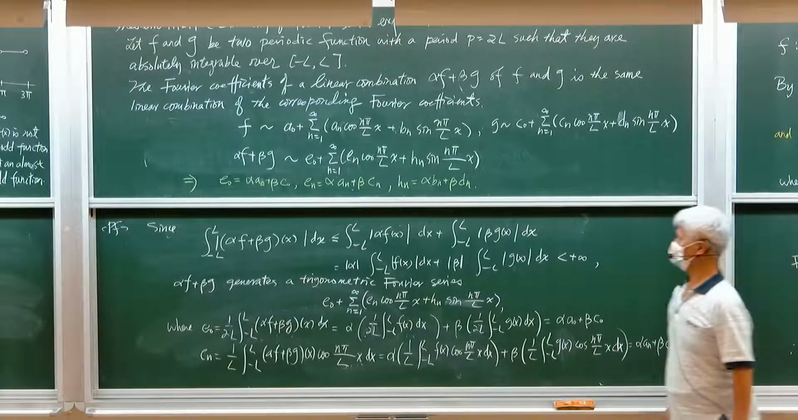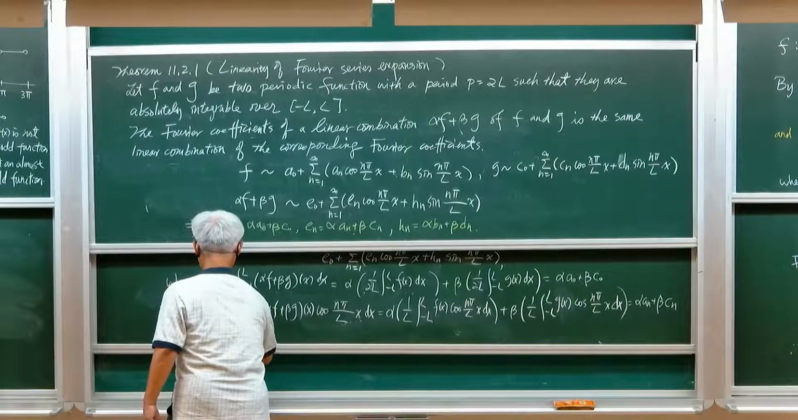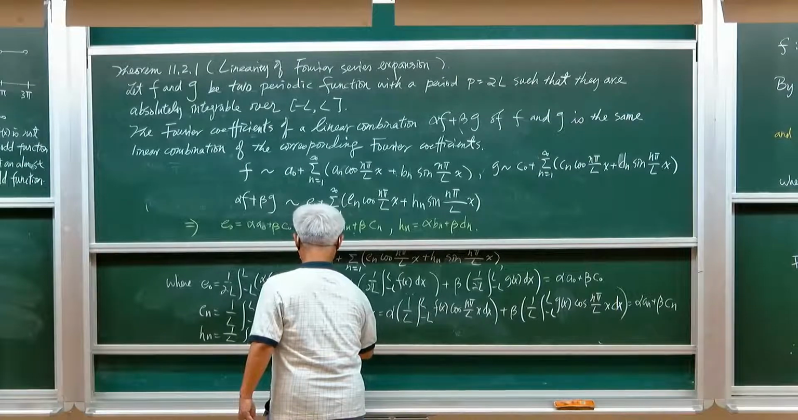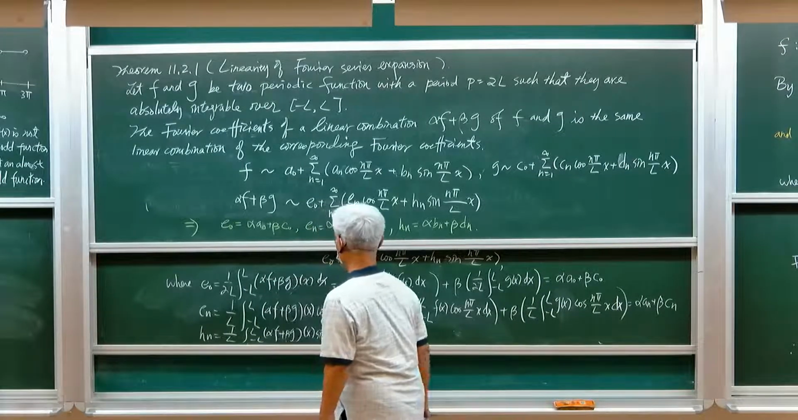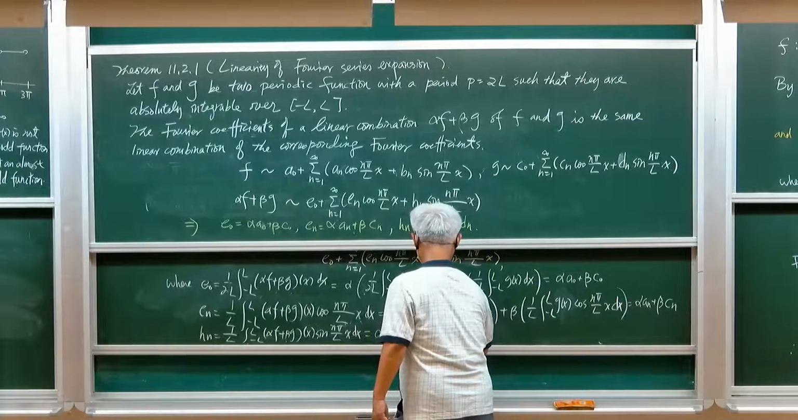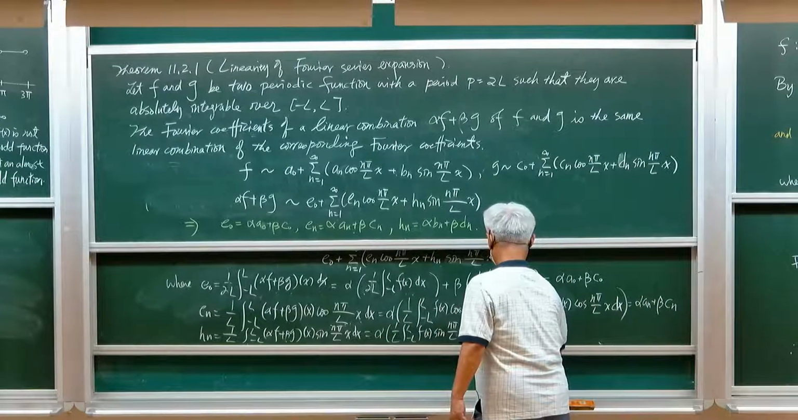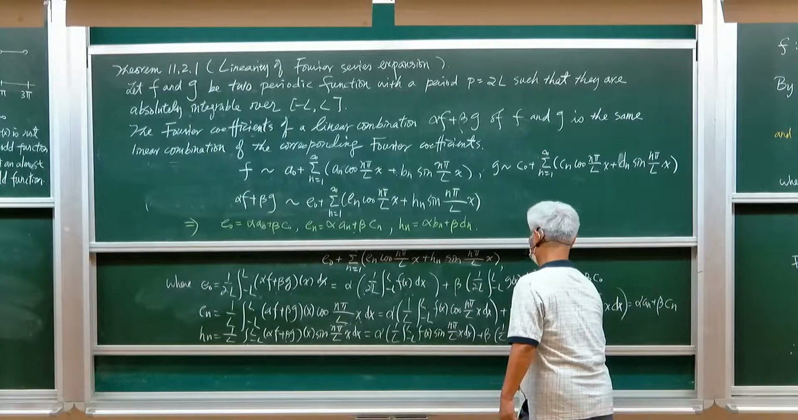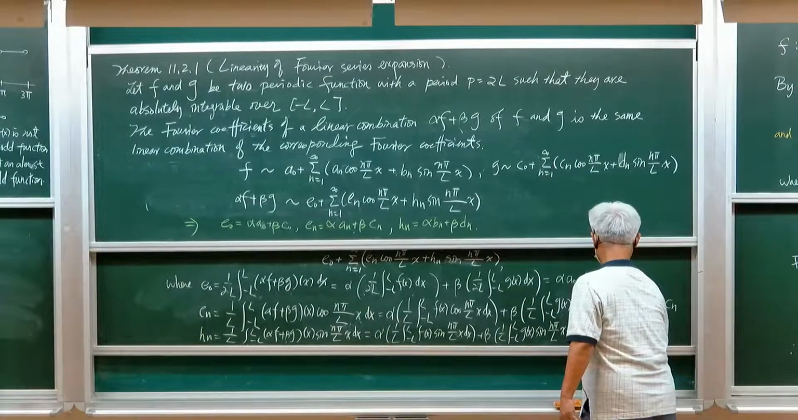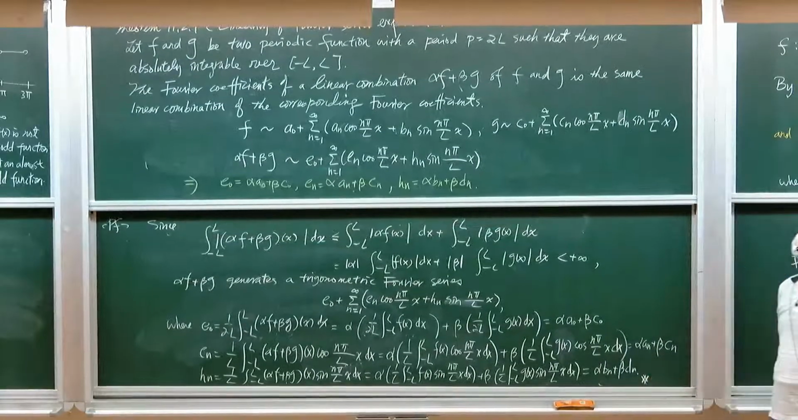And finally, you can check that for Hn, 1 over L integral of alpha f plus beta g of x sine n pi over L x dx, again by linearity of the definite integral, this is alpha Bn plus beta Dn. Okay, so this is our proof for that.